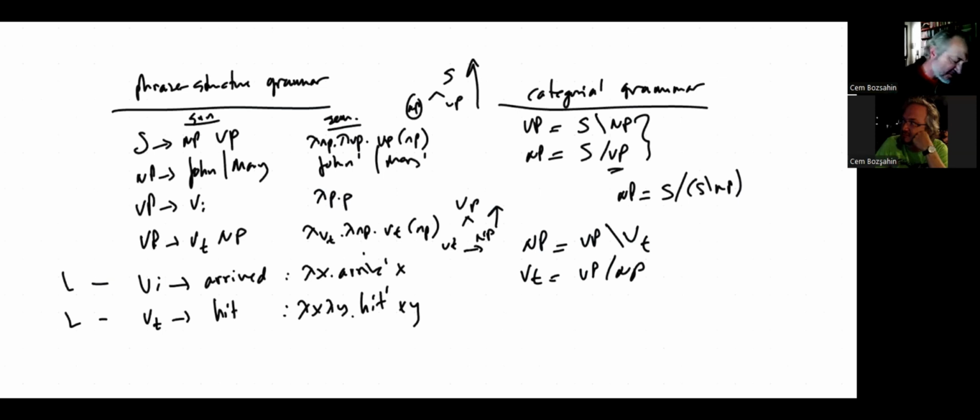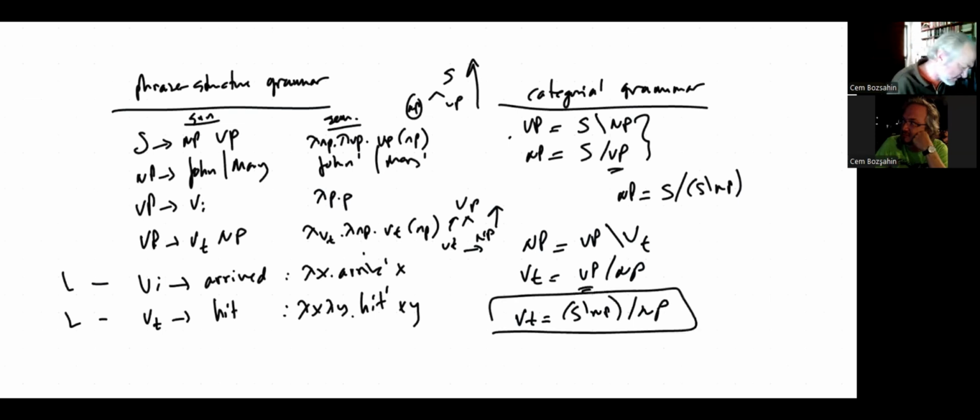So these are functions. And because of equivalence again, you can say VT is essentially S under NP over NP. So this is the category of the VT, transitive verb. And the category of VI is same as VP.